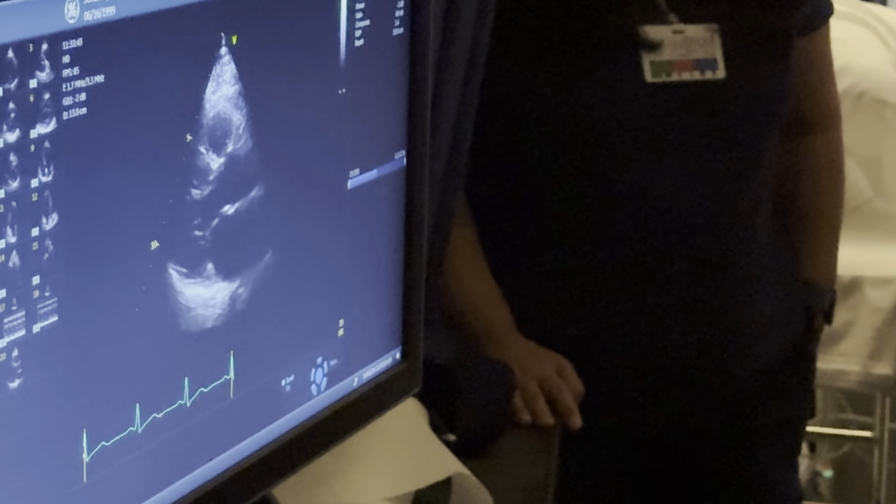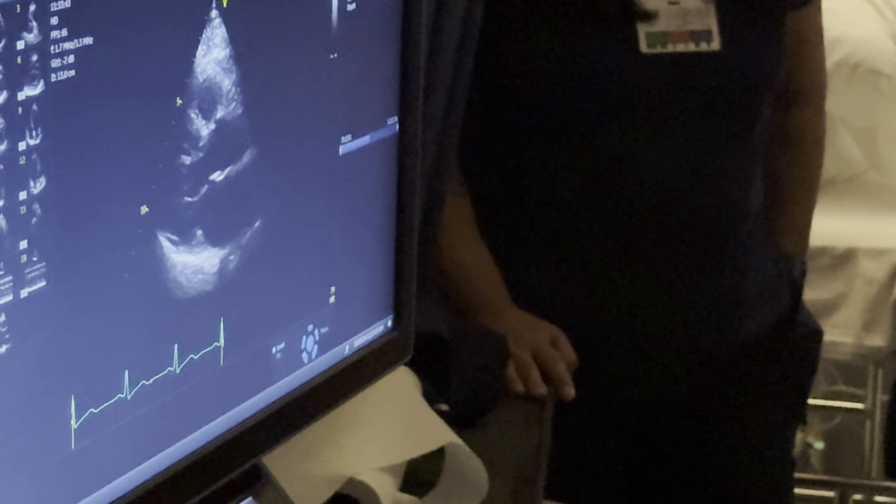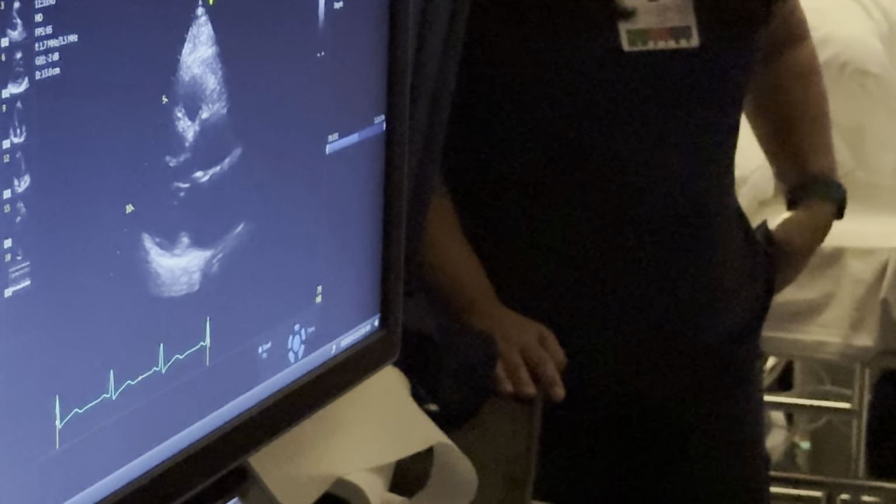Squeeze, squeeze, squeeze, squeeze, squeeze. I'm paying attention to this wall coming up. Valve opens, I back it up.